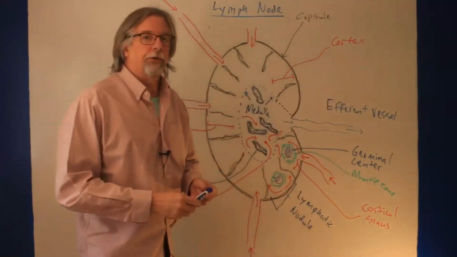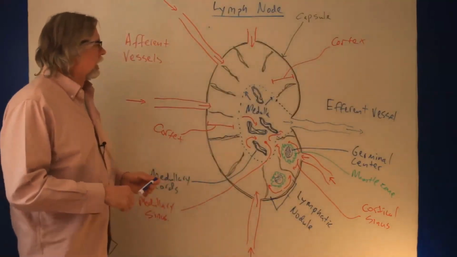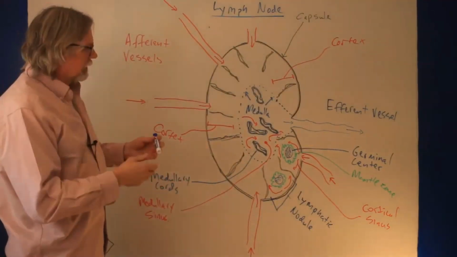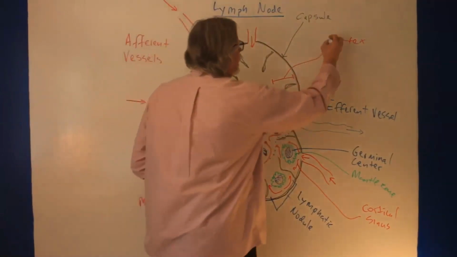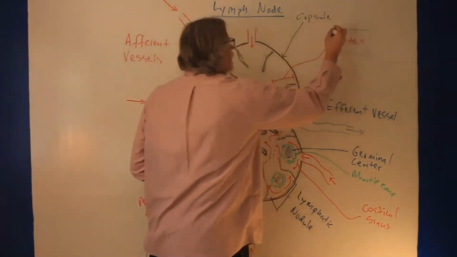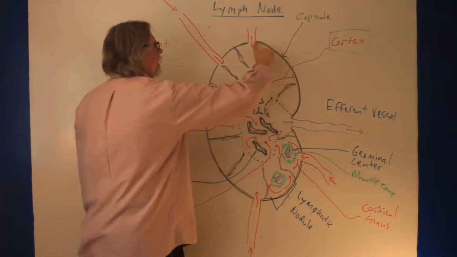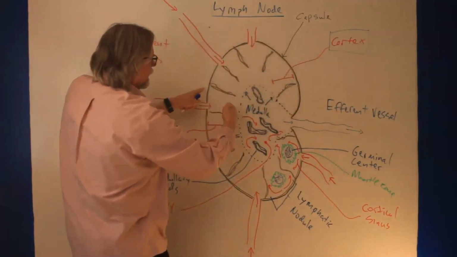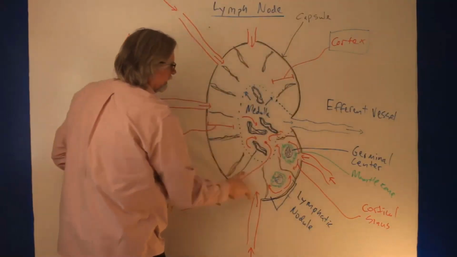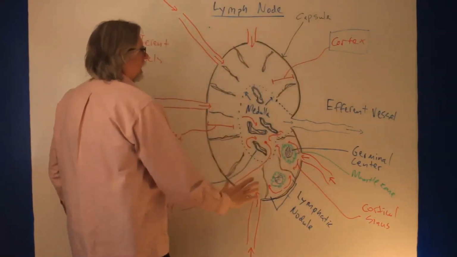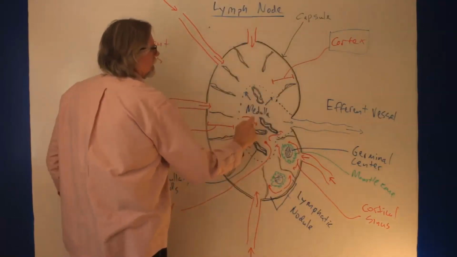Some pathways have multiple lymph nodes along the way. As far as the internal anatomy, the two main structures or areas are the cortex. Cortex is the outer stripe along the outside edge of most of the lymph node. And then the middle part is the medulla.